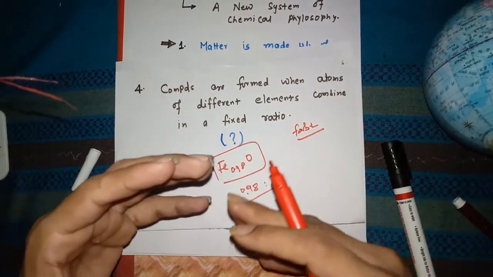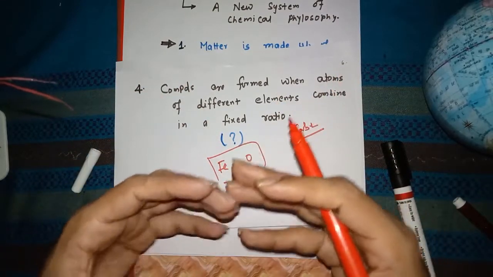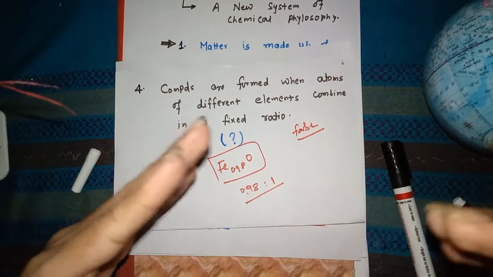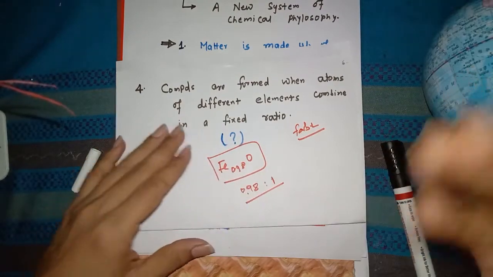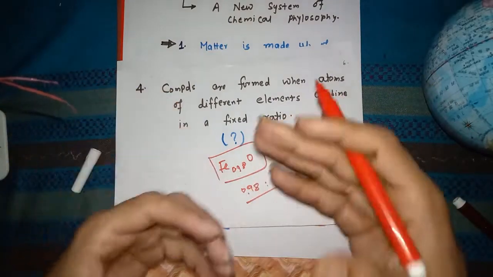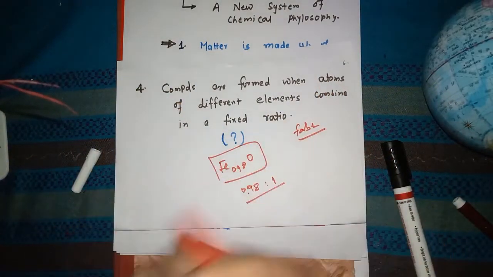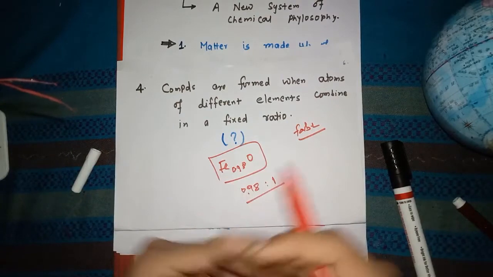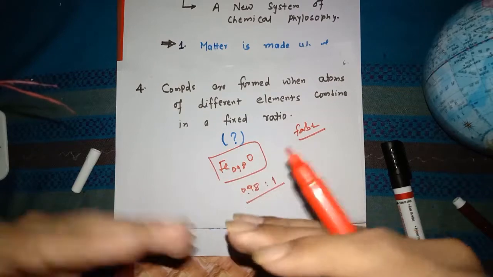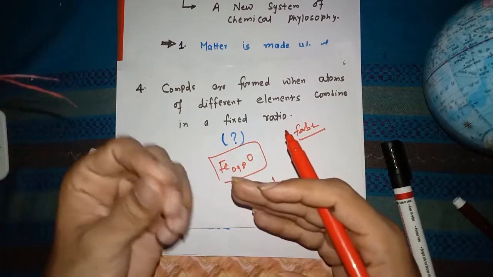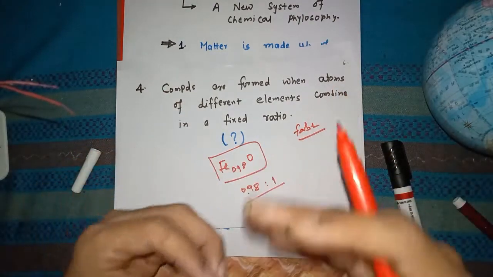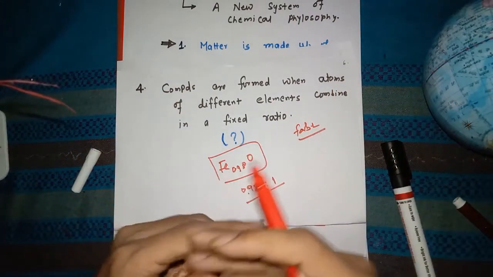Dalton took all the discoveries before and during his lifetime and proposed a new system of philosophy in which he proposed four main hypotheses, which I have written here and explained to you. In this lecture I have discussed the laws of combination and Dalton's theory. We will deal with more basic principles of chemistry in the next lecture. Thank you for watching.